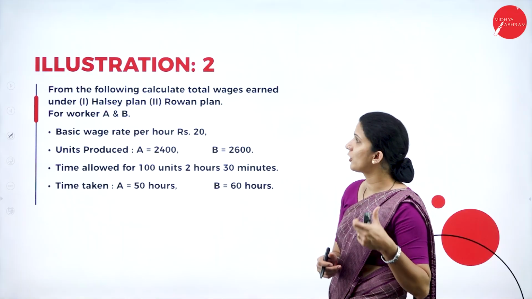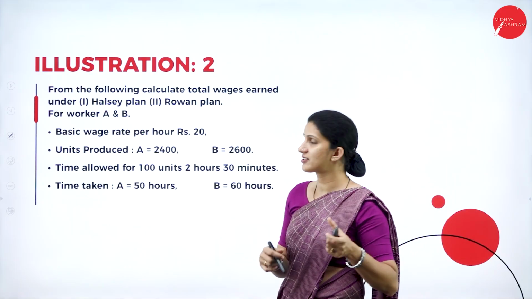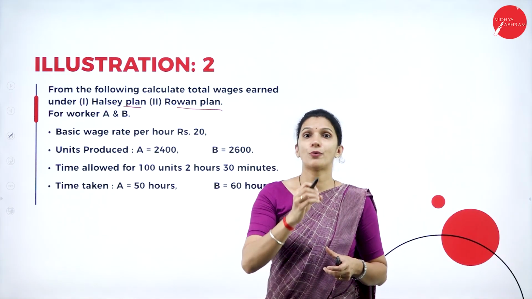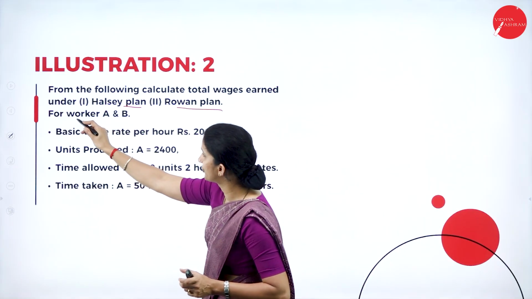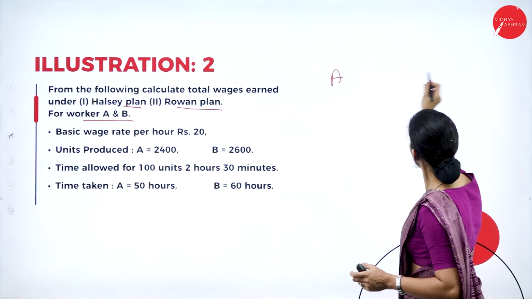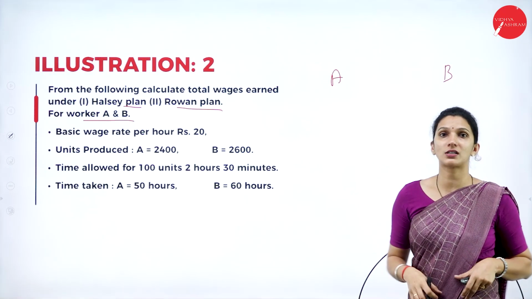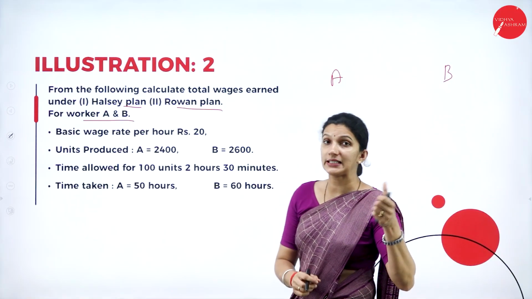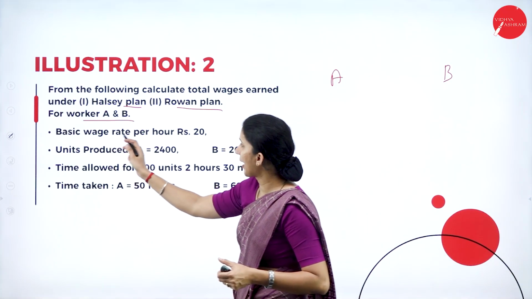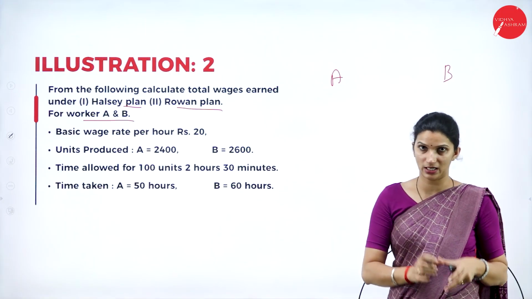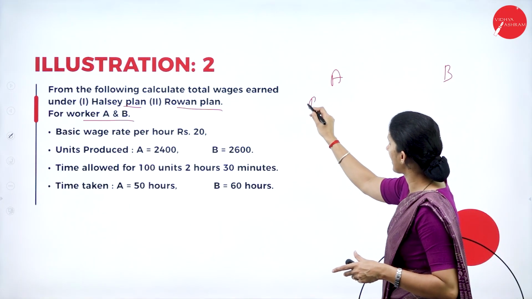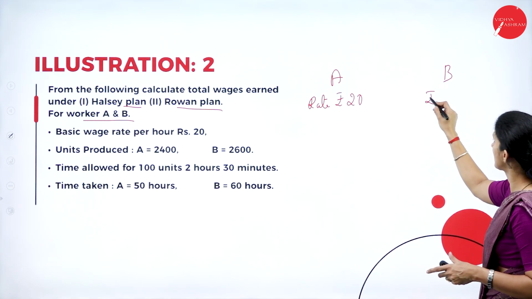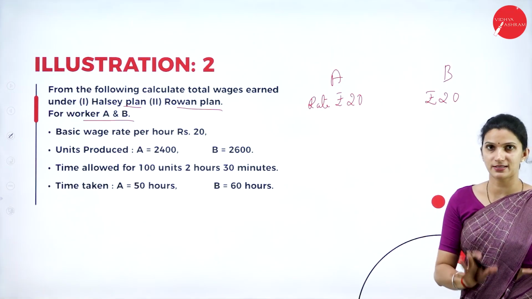See here, from the following details, calculate the total wages earned under Halsey's plan and under Rowan's plan for both the workers. So here we have two workers, A and B. For each worker, we need to calculate the total wage. So what are the details that we have? The basic wage rate per hour is 20. So that means the rate for both the workers is rupees 20. For both the workers, it is the same.